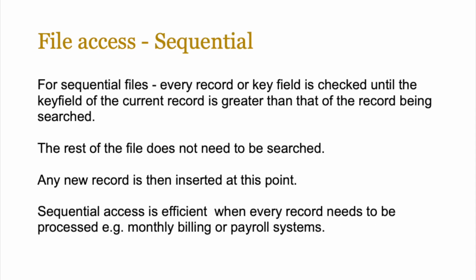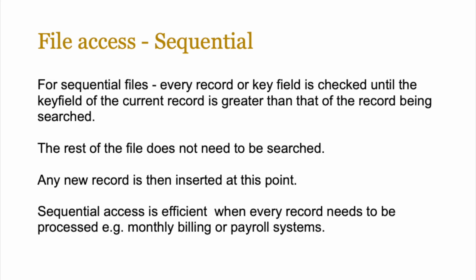And for sequential files, every record or key field is checked until the key field of the current record is greater than that of the record being searched. The rest of the file does not need to be searched at that particular point in time, as any new record is then inserted at that particular point. So sequential access is efficient. For example, when we're searching for records in monthly billings or payroll systems. And we could, of course, use linear search, but here, because it's ordered, we could use binary searches to make things even quicker.